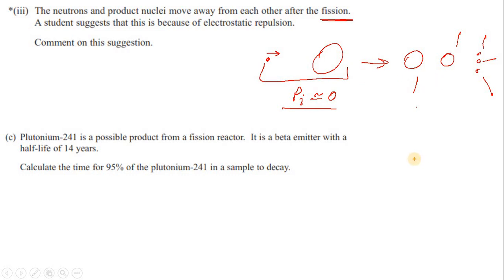So there's nothing to do with electrostatic repulsion. Remember, electrostatic repulsion means the particles have the same charges. We can consider that these two nuclei have a positive charge, but there's no repulsion between these pieces. They are not moving due to repulsion. All of these particles are moving due to the law of conservation of momentum.